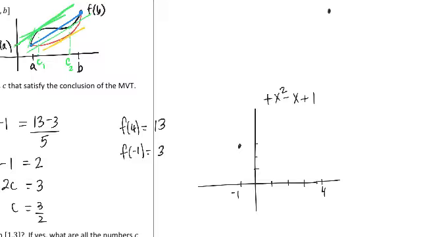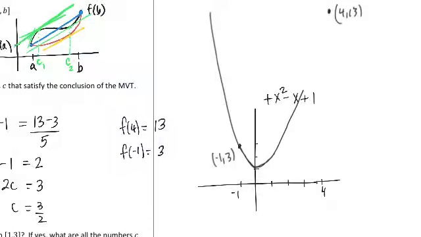So the parabola looks, so this is 4, 13, and this is like negative 1, 3. And the parabola looks something like this along the way. It has to go through 1 because that's the y-intercept, and then it does something like that, right? So there's the parabola, and we are just looking at it along this interval, this span right here.